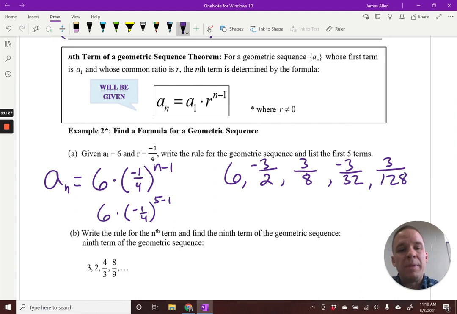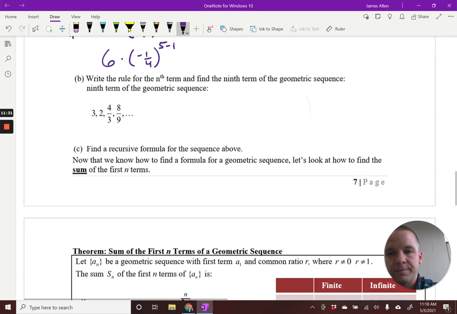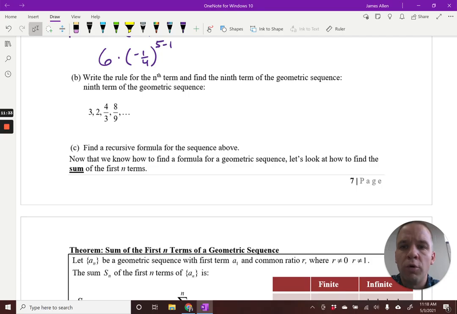That was a beast right there with all those fractions, but we did it, okay? We did it. That was awesome. Next one. Write the rule for the nth term and find the 9th term of the geometric sequence.